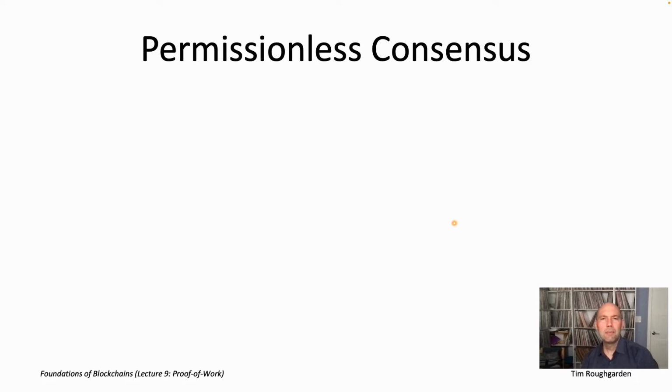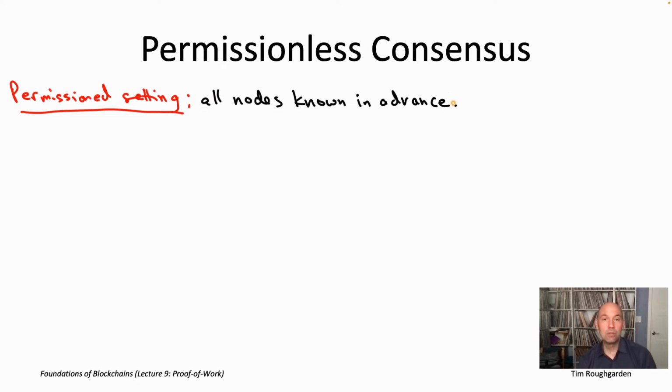So before I start talking about the permissionless setting, let me just remind you what I mean by the permissioned setting that we've been working on in the last large number of lectures. The basic assumption in the permissioned model is that when you deploy the protocol, you know exactly who are the nodes that are going to be running your protocol.